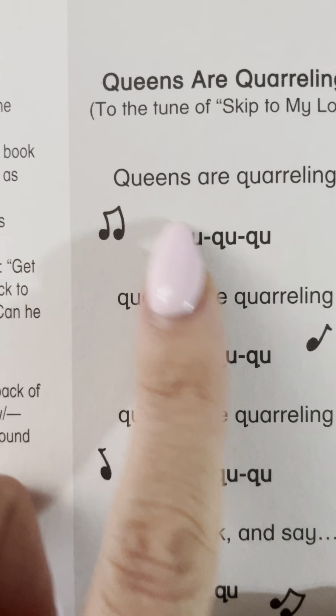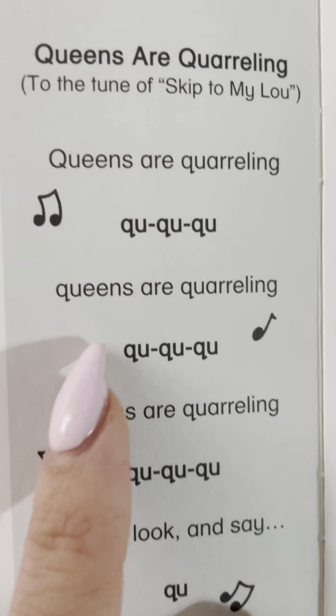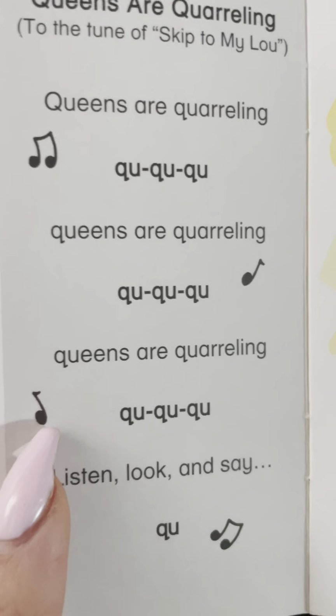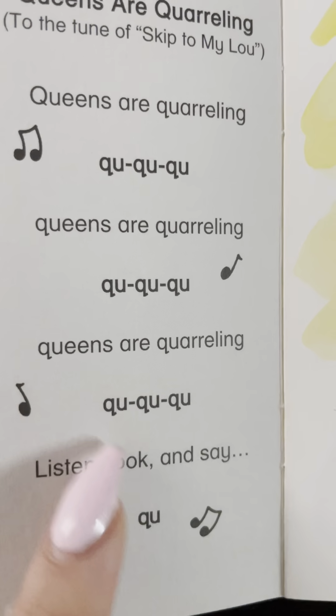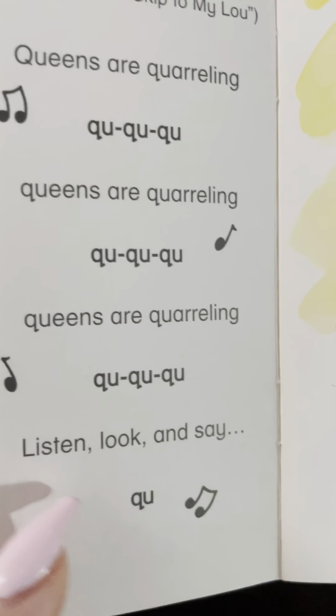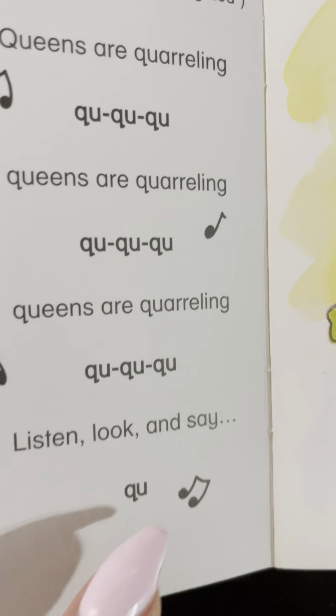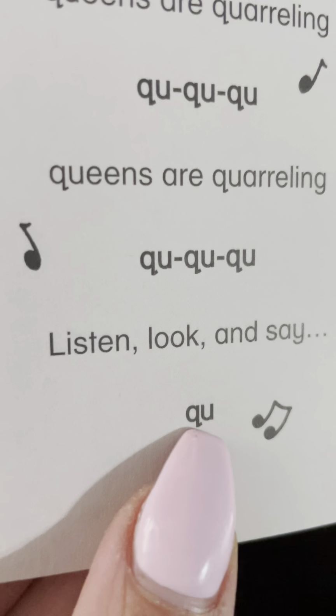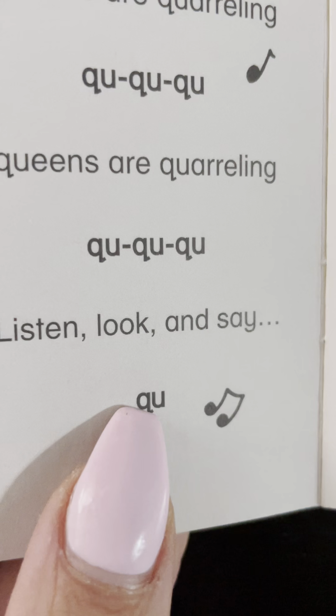Queens are quarreling, qu, qu, qu. Listen, look, and say qu. Now you see the Q is right next to the U. Anytime you see a Q, there will always be a U next to it.